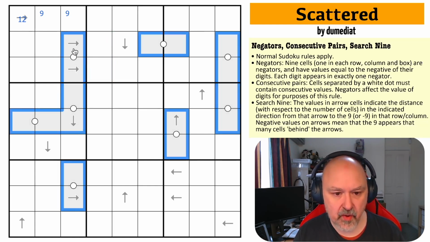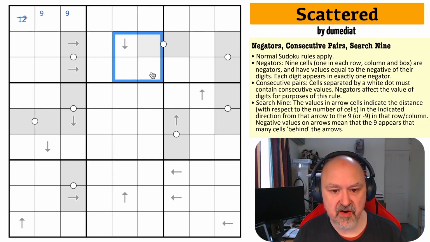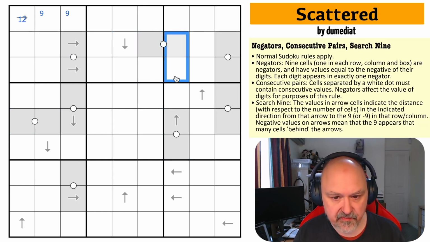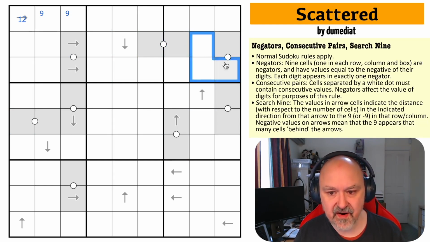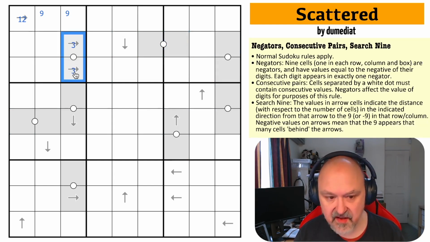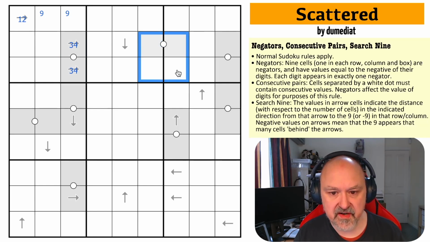The 2 can't go with a 1, it'd have to go with a 3, and that would mean that the 9s are here, and that doesn't work. 3 and 4 works, but I can't do 4 and 5 because that puts the 9s here. 5 and 6 puts the 9s here. So this is a 3 4, and the 9s are in here.